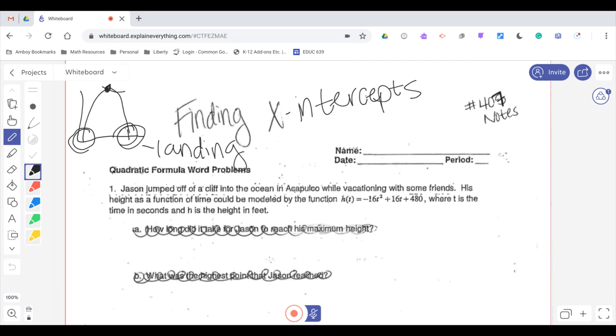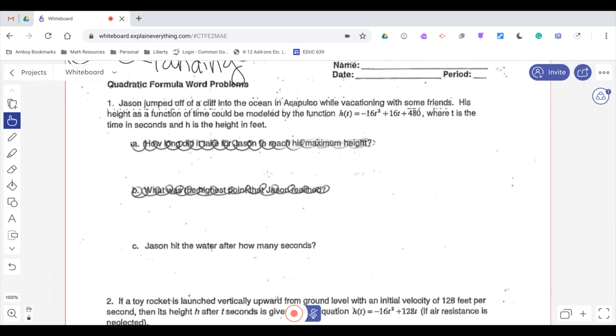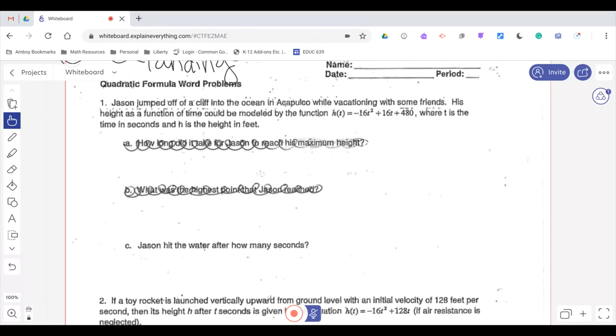The x-intercept often will tell us how long something has been in the air, or how long this thing was happening in total. So let's read that same problem. Jason jumped off a cliff in the ocean in Acapulco while vacationing with some friends. His height as a function of time could be modeled by that function, where t is the time in seconds and h is the height in feet. Remember, Jason's on this cliff, and then he jumps off of it. Part C: Jason hit the water after how many seconds?